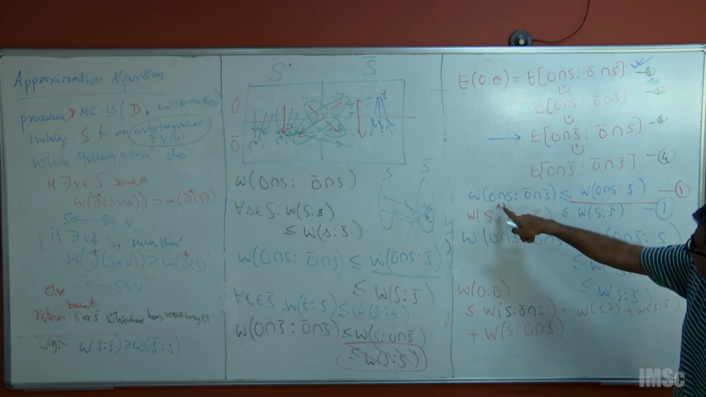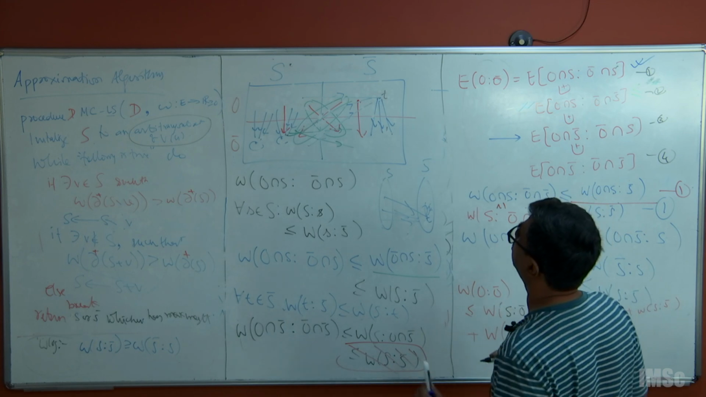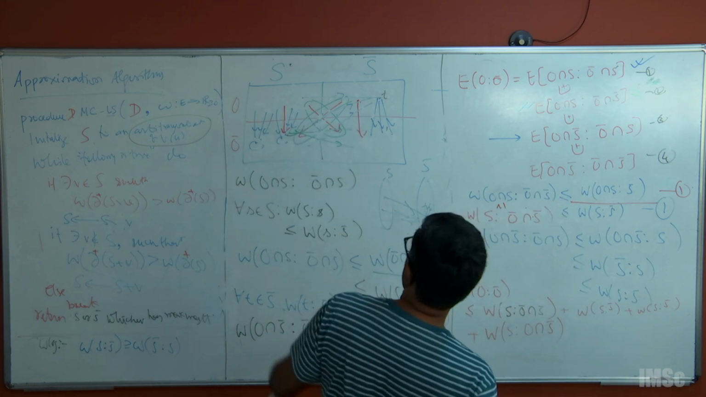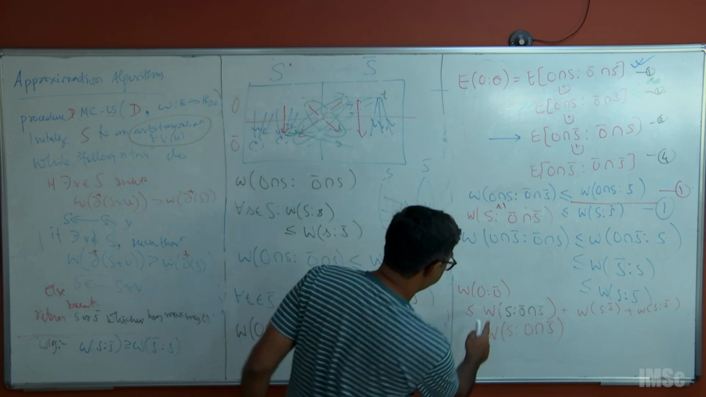I'm not saying it's at least, otherwise I cannot write this. So now why am I writing this? Because now if you look at S and look at S bar, what does it say? What is S to S bar? What does this quantity mean?